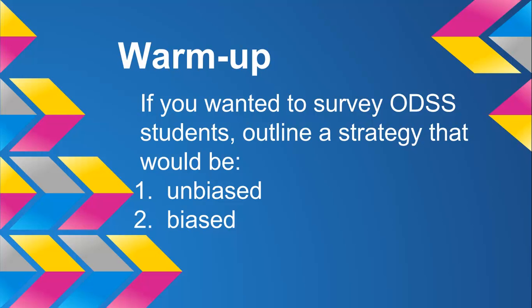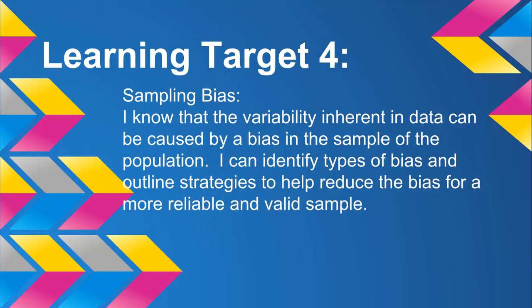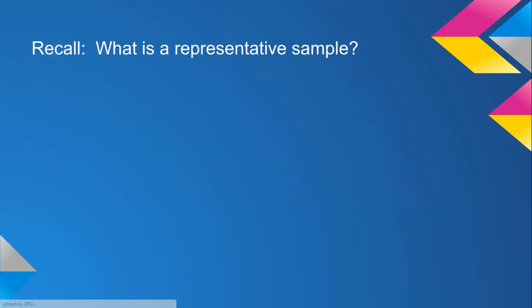And so you can think of another strategy that might be unbiased versus biased. We're in target 4. I know that the variability inherent in data can be caused by bias in the sample of the population. So that variability can be caused by the sample. I can identify types of bias and outline strategies to help reduce the bias for a more reliable and valid sample. Really, those strategies to help reduce the bias are using those sampling techniques, and it is going to be consistent with what we did in probability, talking about the law of large numbers.